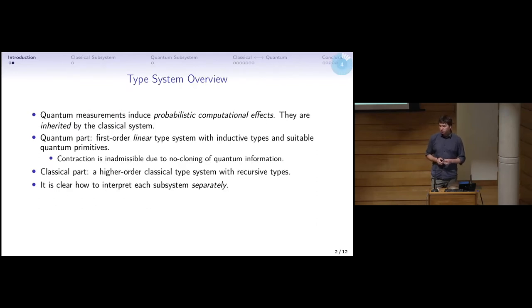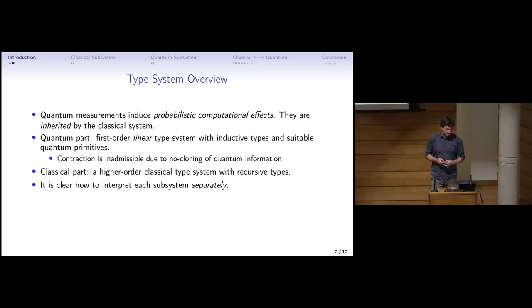Okay, so what we're going to do from a type theoretic point of view here is to design a dual system where we're going to have classical judgments and quantum judgments. But we also have to deal with probabilistic effects, which are induced by quantum measurements. And because of this, the classical side would also inherit those probabilistic effects. So when you do a measurement, then this also has an effect, of course, on the classical side once you start manipulating the information.